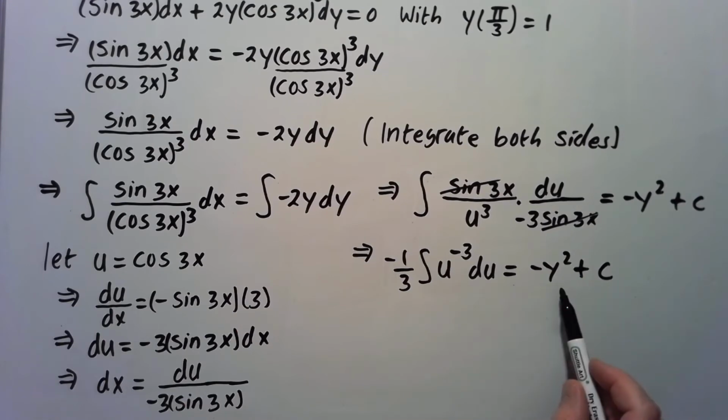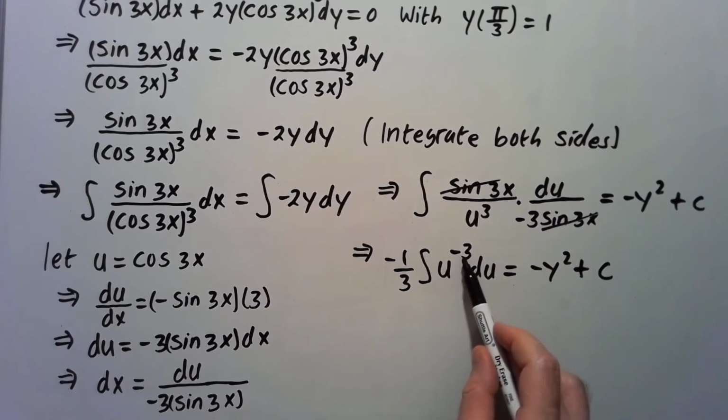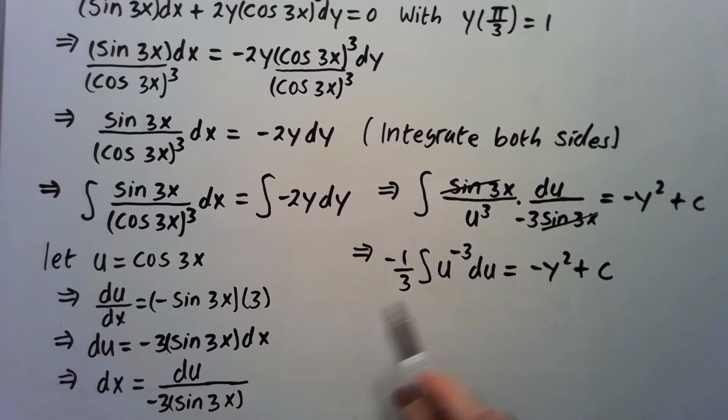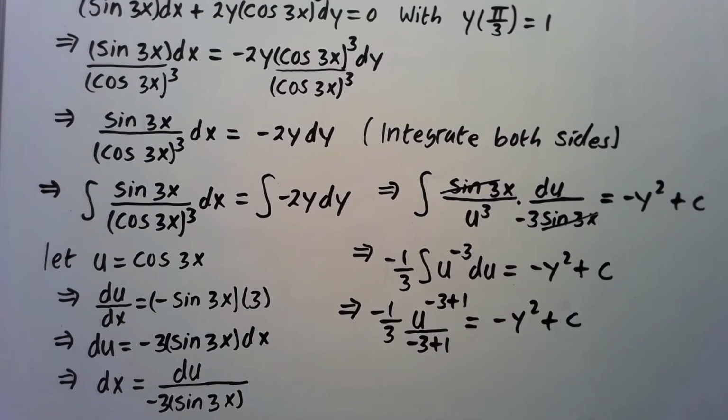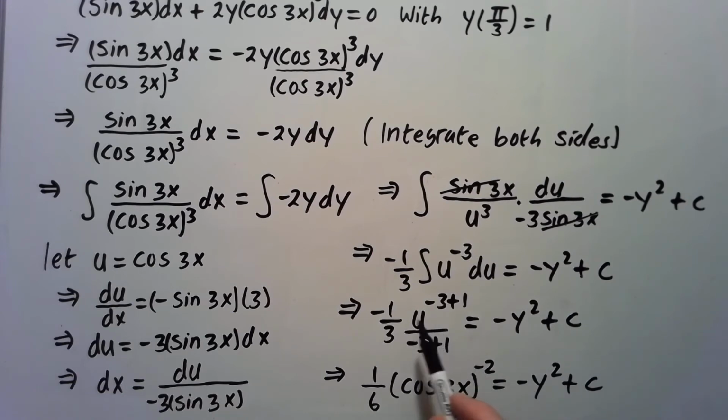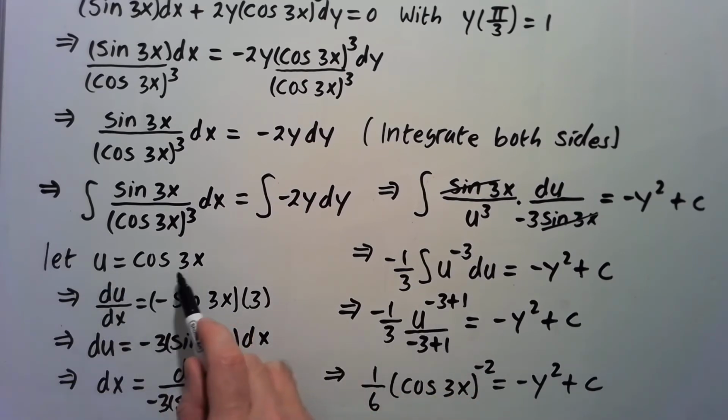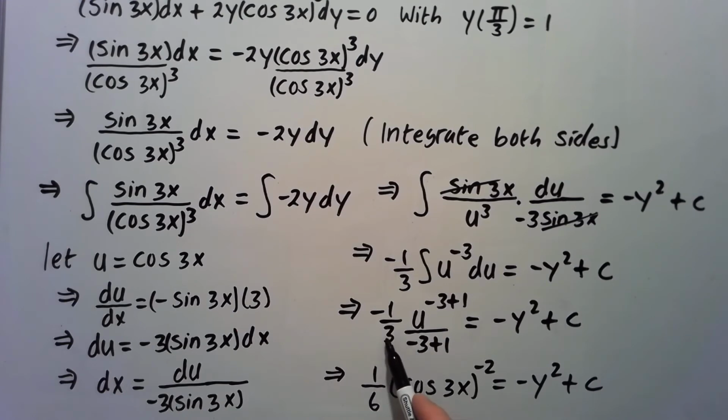So we get this, and now let's integrate the u to the minus 3: add 1 and divide by the new power. So we get negative 1/3 times u to the minus 3 plus 1 over negative 3 plus 1 equals negative y squared plus c. Now replace the u with cosine of 3x. So I replace the u with cosine of 3x, and also I multiply the minus 3 times minus 2 to give you 1/6. Okay, so we get this then.